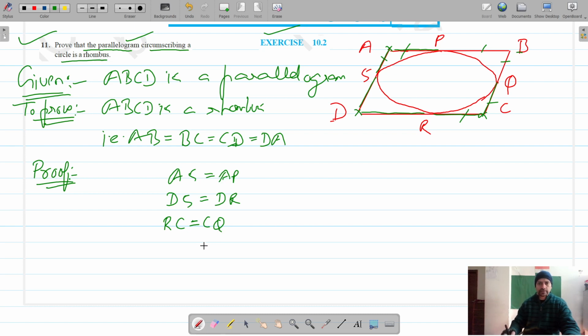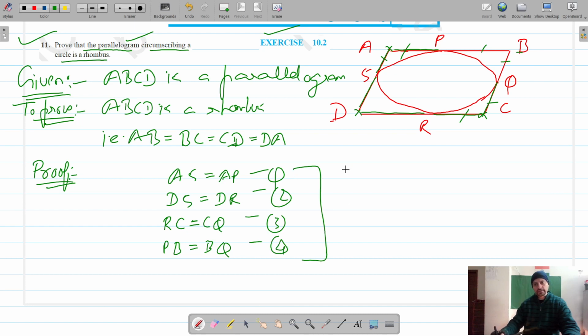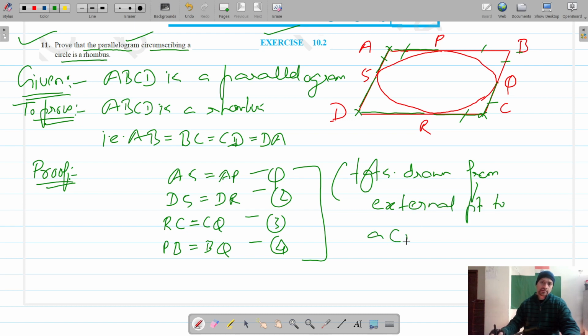QC, so it's PB is equal to BQ, and let's say these are four set of equations, and the reason for all this is length of tangents drawn from external point to a circle are equal.